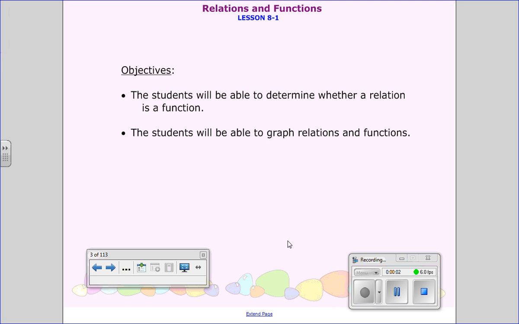Hello, 7th grade, and this is Chapter 8, and in tonight's lesson, we're going to look at relations and functions.